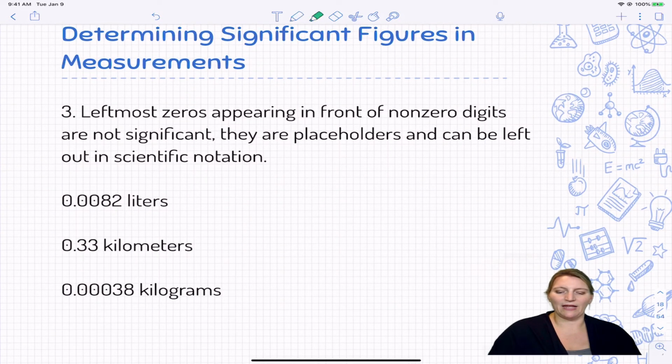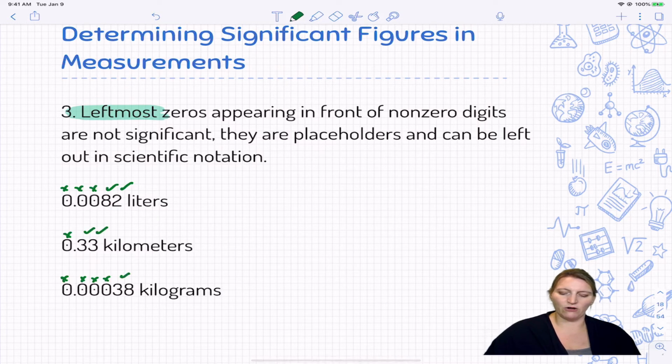And then we get leftmost zeros. Leftmost zeros are beginning zeros. That's often how I use them. They are not significant. Another way that you can think of it is, if you could leave it out for scientific notation, then it's not significant, right? And so if I look at this, these are beginning zeros. When you start from the left, anytime that you have zeros, and it's not just one, it's all of them, right? Those are not significant.